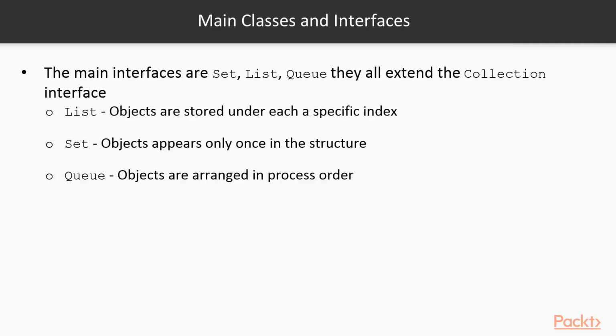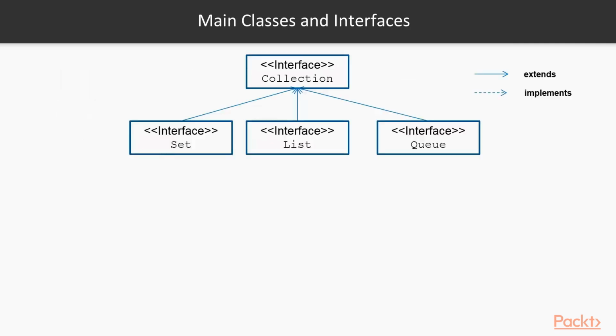Concerning main classes and interfaces, the main interfaces are set, list, and queue. They all extend the collection interface. In a list, objects are stored under each specific index. In a set, objects appear only once. In a queue, objects are arranged in a specific process order. Set, list, and queue all extend the collection interface.